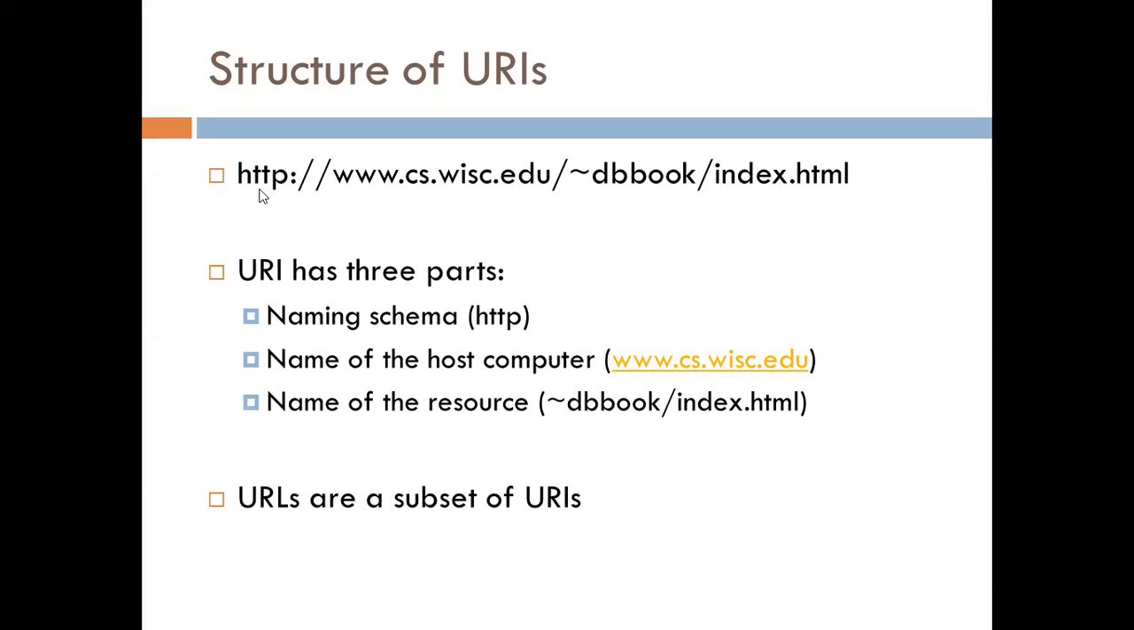Then the host computer where the resource is located, or the name of the host computer. So in this case, it is www.cs.wisc.edu. Here we are just giving a name. Finally, when we access this particular host, this name will be converted into an IP address. That conversion will take place at a domain name server. Once it is converted, it will be mapped to a particular device.